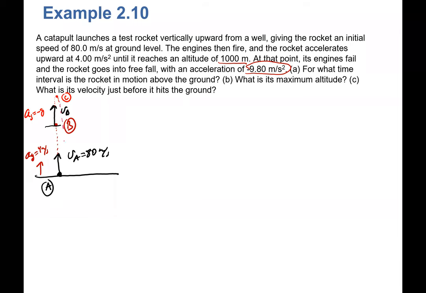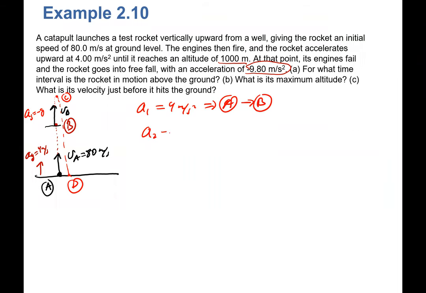And from there, it's going to go down to, let's say, point D. That means from point A to point B, it's speeding up upward. From point B to point C, it's slowing down as it goes upward. And then from C to D, it's speeding up as it's going downward. You have two accelerations. So a_1, which is 4 meters per second squared, applies going from point A to point B only. Then after that, acceleration two is negative 9.8 meters per second squared. This applies after point B all the way to point D, that means from B to C, then back to D. That's why we have to break it down into two parts, okay?